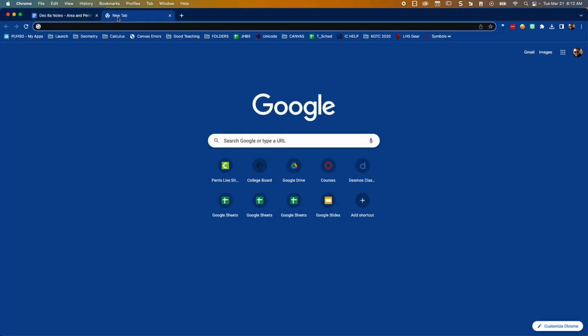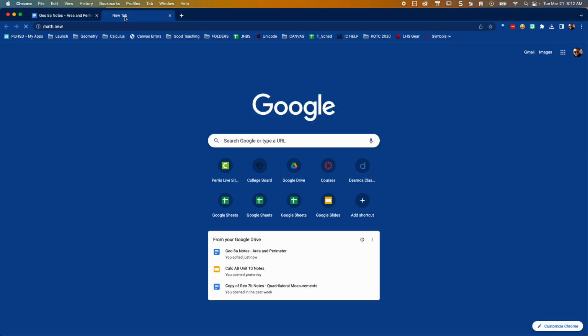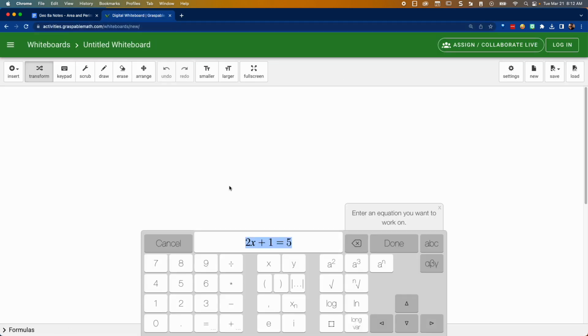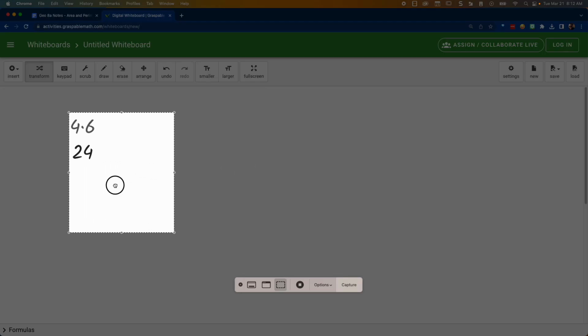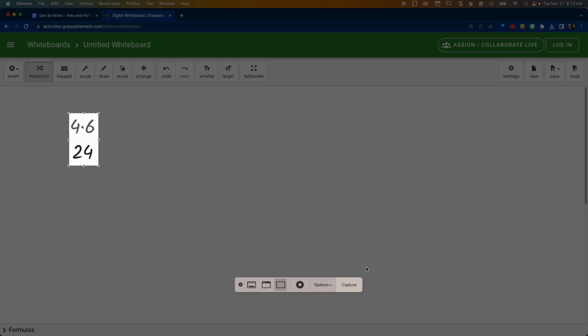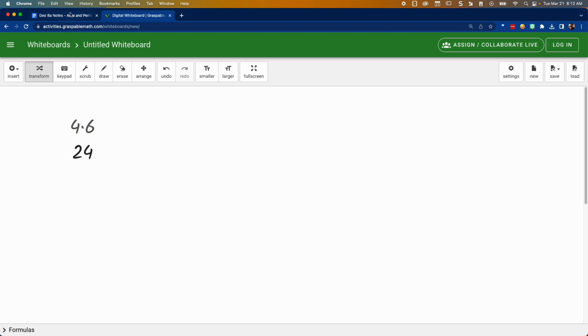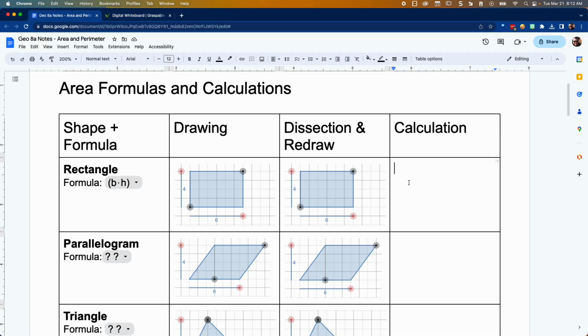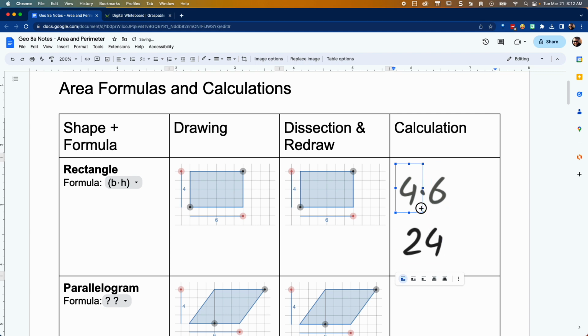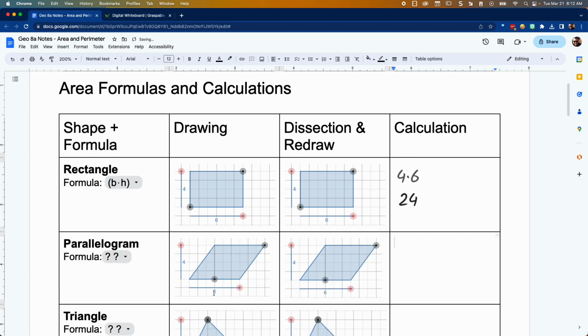And then for my calculation, I'm going to be using math.new with all my calculations. All I'm doing here is showing 4 times 6, and then seeing what that equals, and that's going to be 24. We're just showing a lot of expressions throughout this set of notes. Let's see if I capture that again, make sure it's going to my clipboard. It is. Perfect. Paste that in, resize it so it doesn't take up extra space.